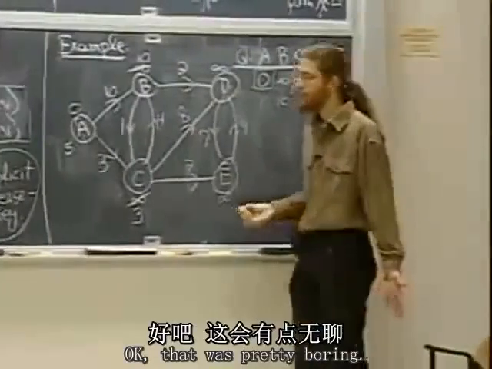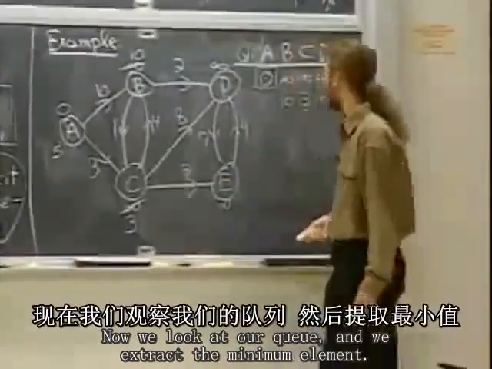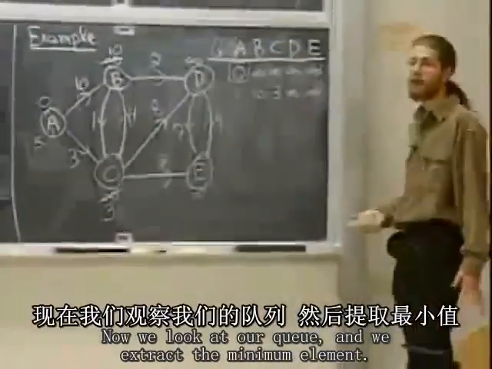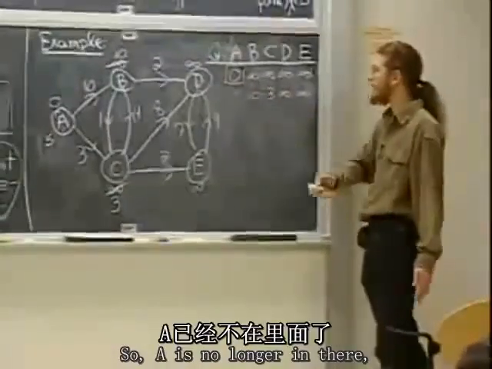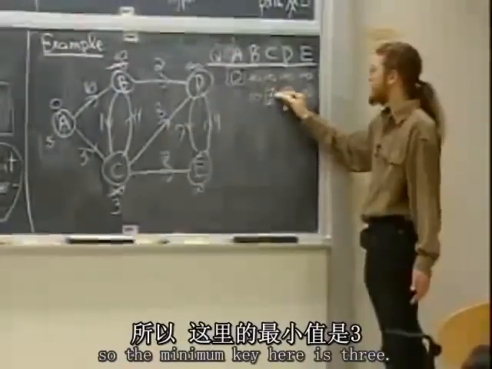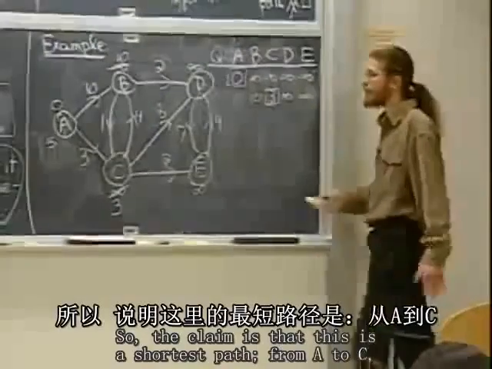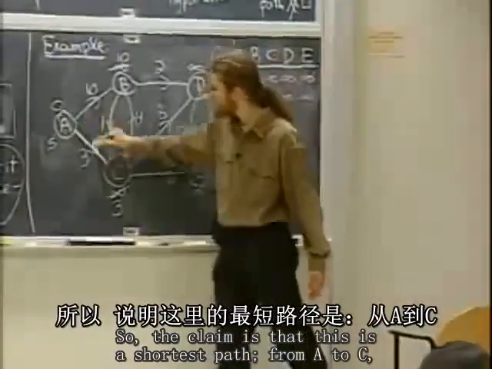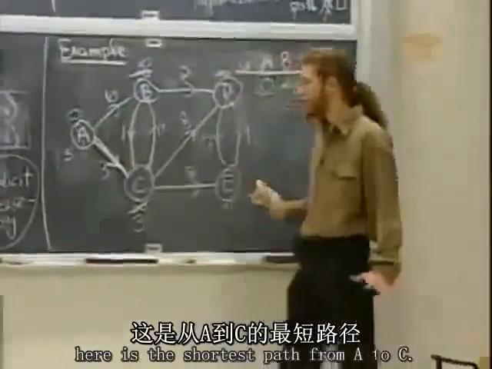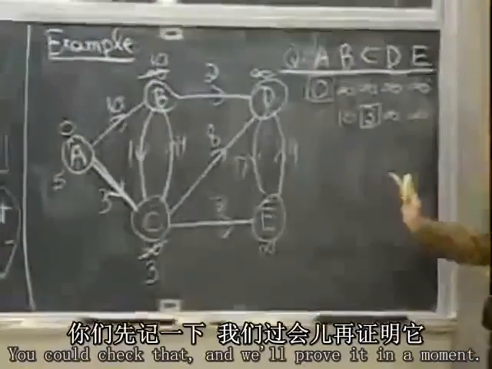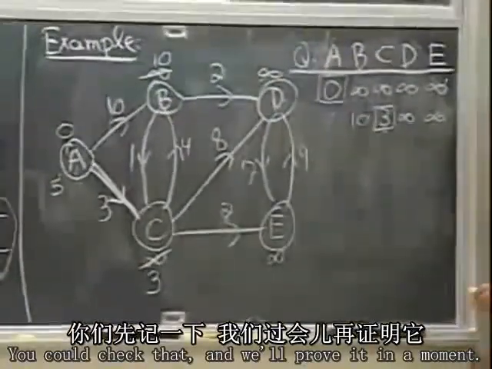OK, that was pretty boring. Now we look at our queue, and we extract the minimum element. So A is no longer in there, so the minimum key here is 3. The claim is that this is the shortest path from A to C. There's no other shorter way. You can check that, and we'll prove it in a moment.